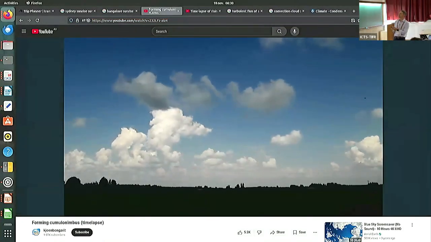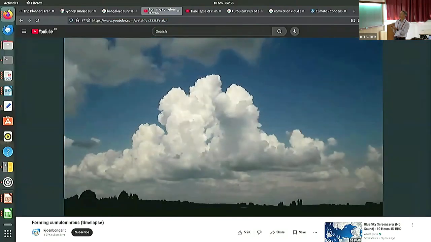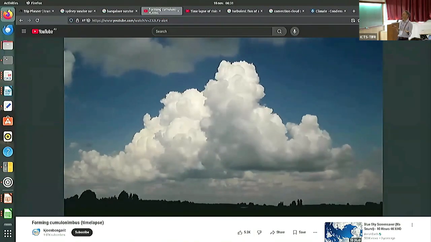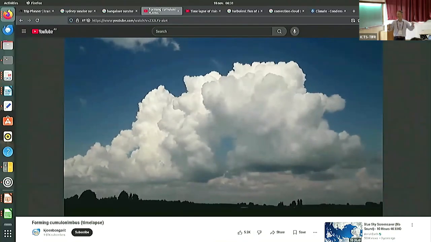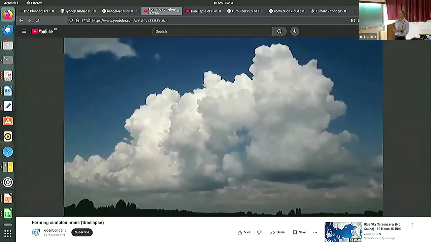When you see these sort of clouds forming up, this is fairly shallow. Now it's getting a bit deeper. You can sort of see the bubble. I think you can see the bubble in that. It feels like a bubble. It has these sort of motions up and down.